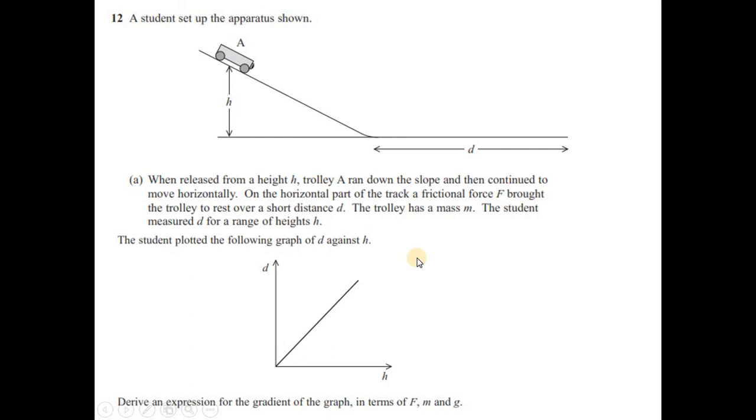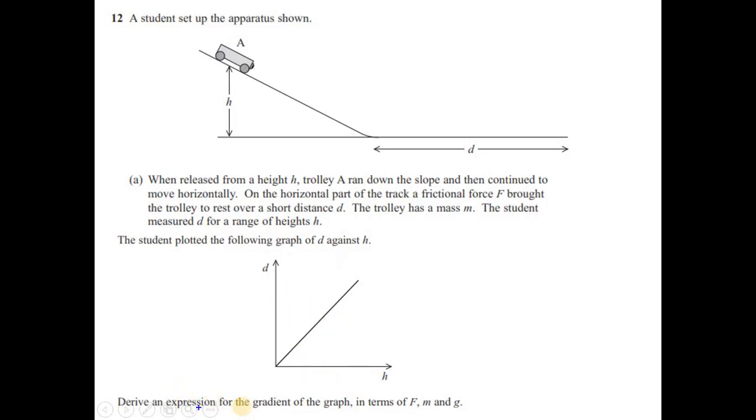Question number 12. A student set up the apparatus shown, inclined plane, distance d. When released from a height h, trolley A ran down the slope and then continued to move horizontally. On the horizontal part of the track, a frictional force F brought the trolley to rest over a short distance d. The trolley has a mass m. The student measured d for a range of heights h. The student plotted the following graph of d against h. A straight line passing through a region.